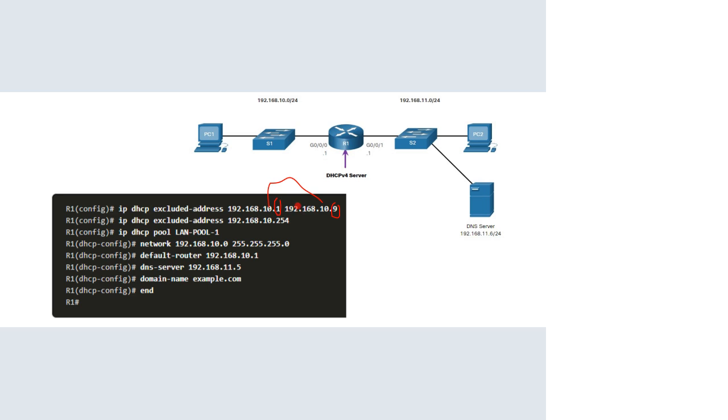So these are a range. We also exclude another address that is far beyond this range. That is why it was not included in the first command, .10.254. Maybe it's for something else that is going to be assigned within the network. Then you define the pool name. So you say ip dhcp pool, then this is the pool name: LAN-pool-1.